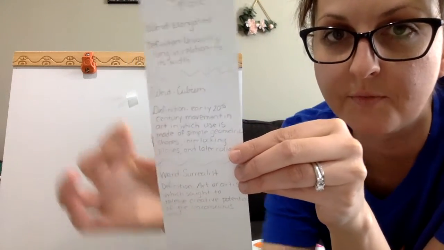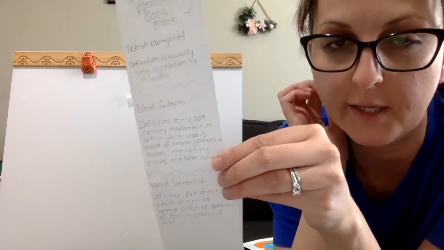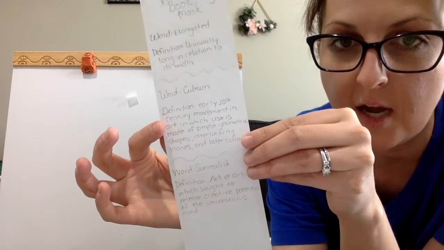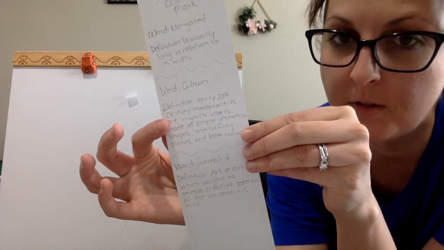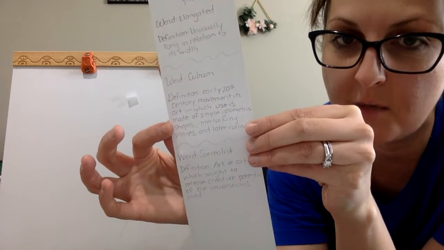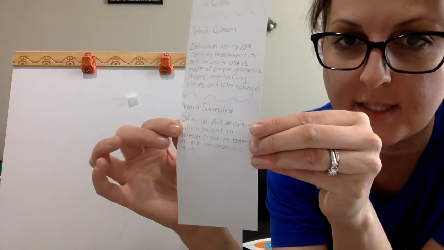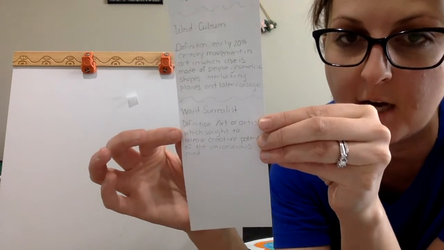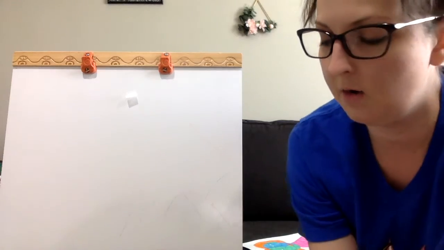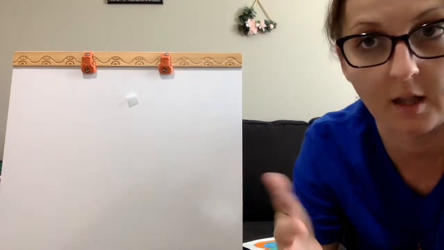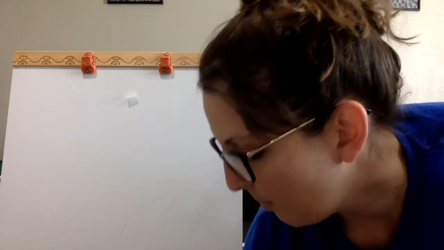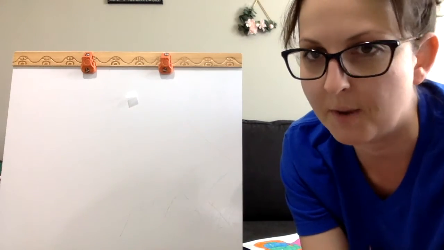Today's words are elongated, unusually long in relation to its width; cubism, which is an early 20th century movement in art in which use is made of simple geometric shapes and interlocking planes, and later collage. And then surrealist, an art or artist which sought to release the creative potential of the unconscious mind. For surrealist art, Picasso did delve into this a bit in his own art, but I think of Salvador Dali and the melting clocks. That's kind of what surrealism looks like. But today our project is more focusing on the cubism aspect of it.